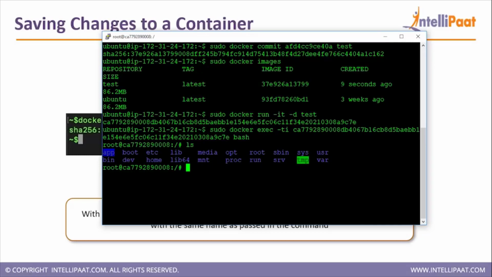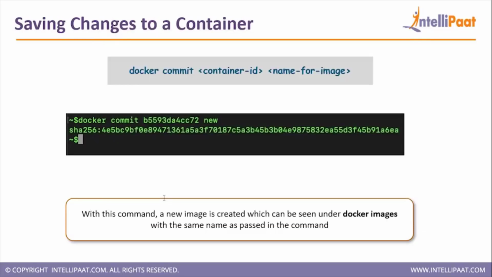So for demo purposes, I just created a folder. You can also install software inside a container. For example, you install Apache, you install MySQL, or any other kind of software that you want. Then all you have to do is save the container using the docker commit command, and you're all set. Whenever you run that image again, you would have all those softwares installed inside that container. All right, and this is how you save changes to a container.